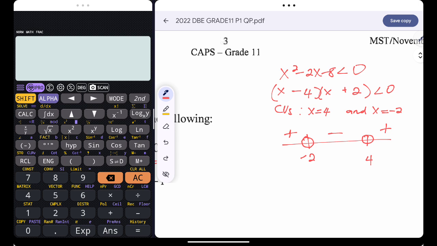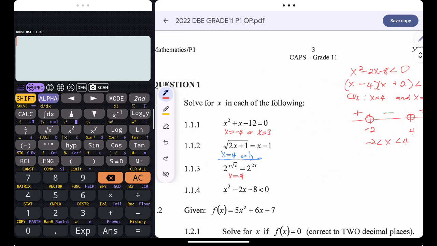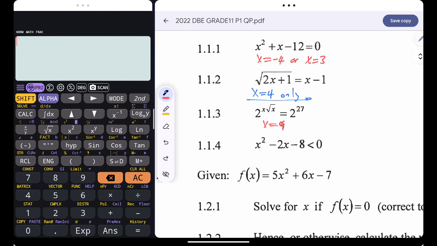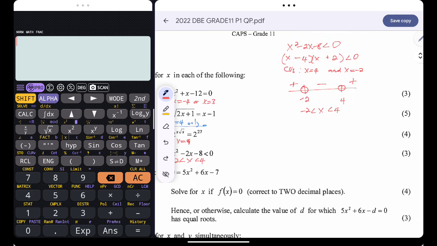Are we together? So now I'm looking for values of x which will give me an answer which is negative. Less than 0 simply means negative. Right? Where can I see a negative on my number line? When x is between negative 2 and 4. I can only see a negative when x is between negative 2 and 4.